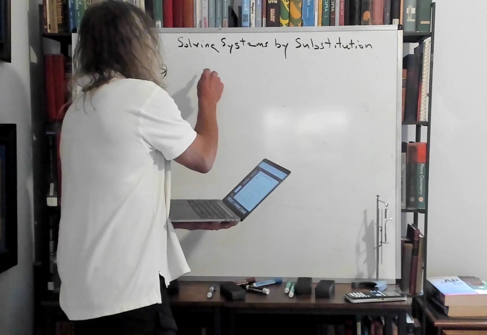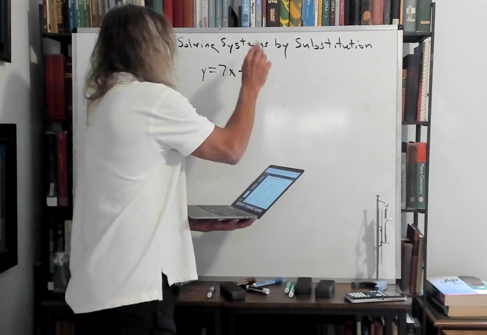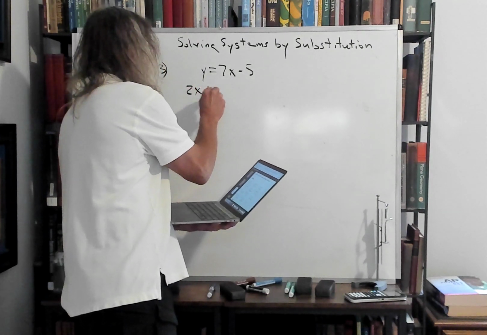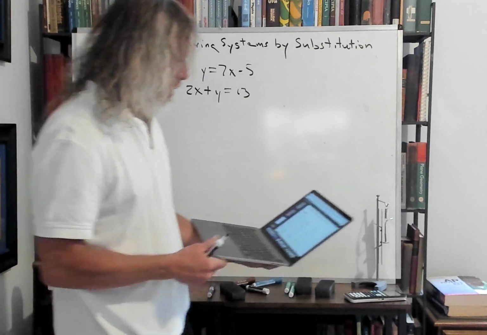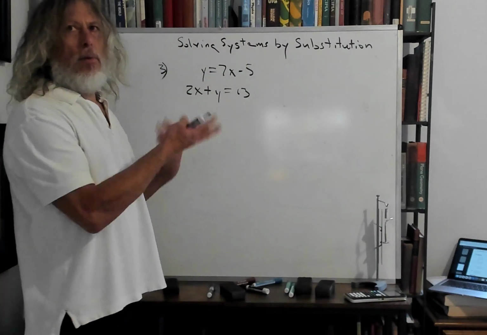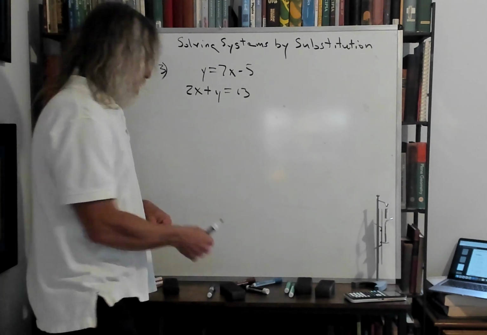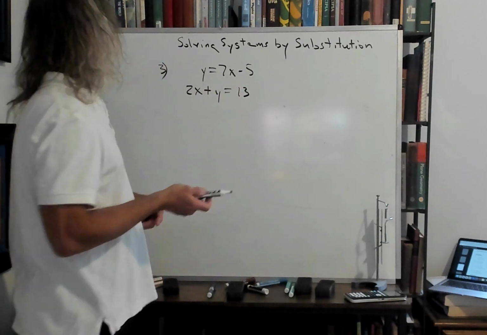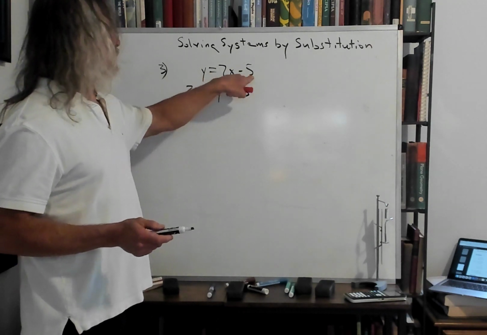Okay, so y equals 7x minus 5, and then 2x plus y is 13. Then we're going to solve by substitution. Do these two have an ordered pair in common? Do they have something in common? Do they intersect when we graph them? We're going to figure it out. So y is all this stuff. Y is 7x minus 5.